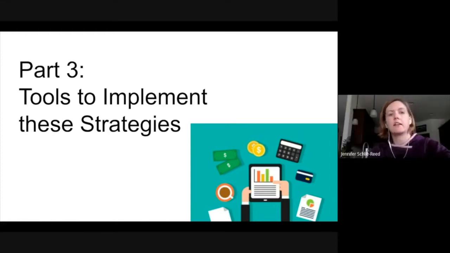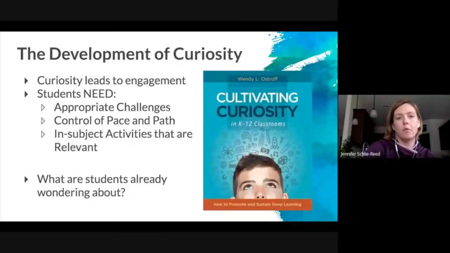So when we take a look at tools to implement these strategies, as Caroline said, the website that we were talking about and is linked in the handout is very informative and has a lot of great links. One of the things that I also wanted to just cover real quick, since we're talking about increasing student engagement, is curiosity and how to develop that with your students.